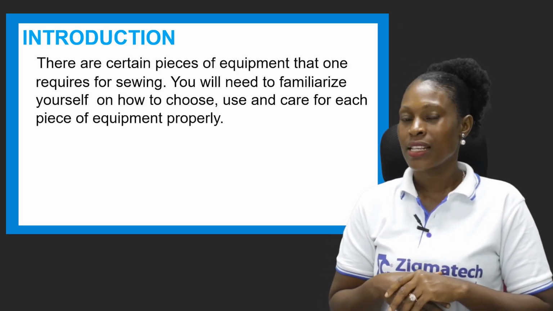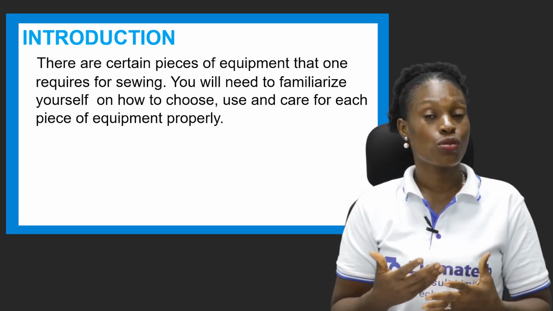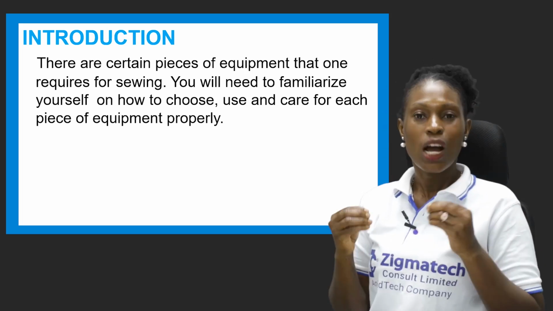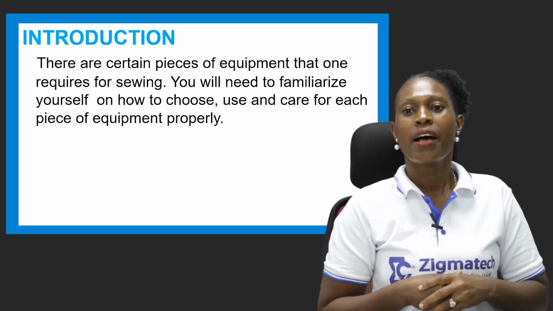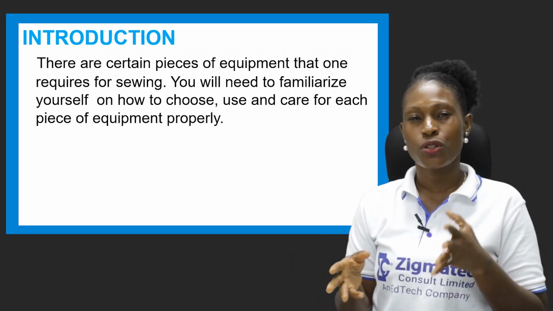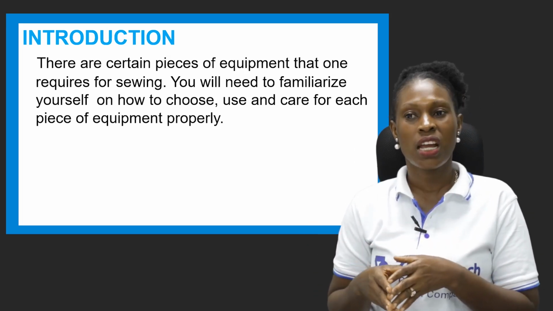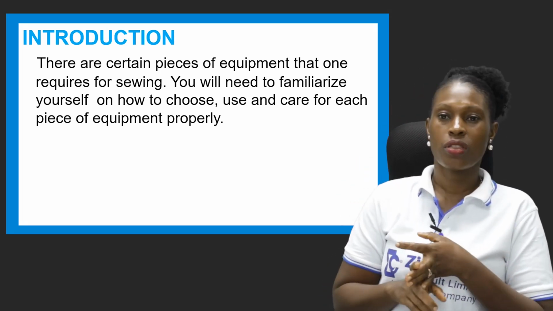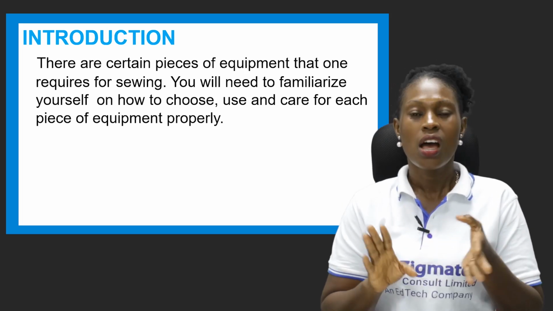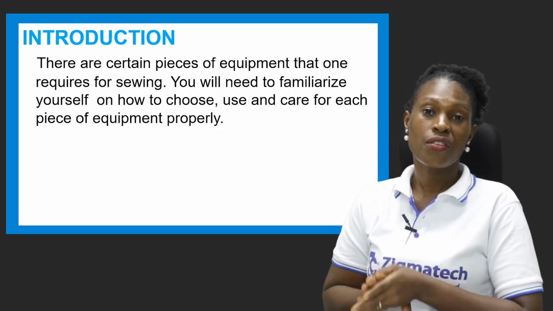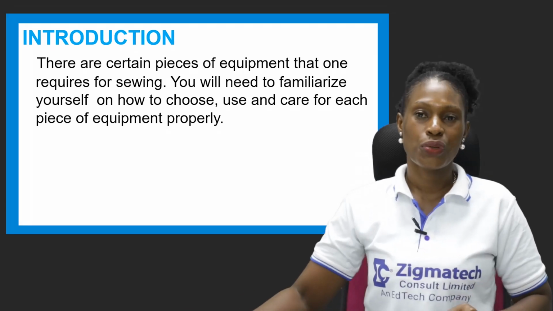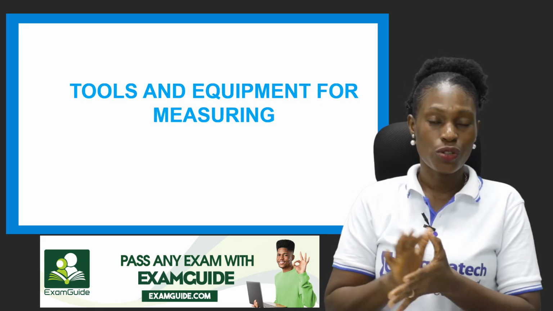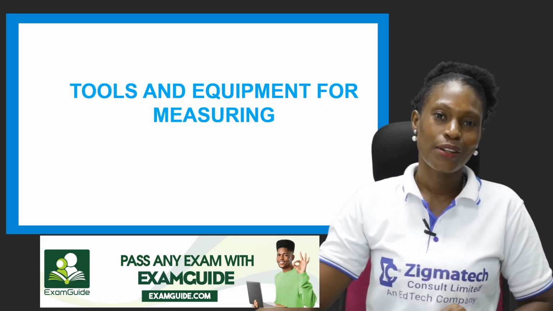Now there are some materials, some equipment and tools that you need to have to be able to make the clothing that you want. You need to familiarize yourself with them. You need to know them, so you'll be able to call them by their names, and you need to know how to choose them, use them and care for them, for each and every piece of this equipment and these tools. They're very, very important in the sewing process. And now let's look at some of these tools and equipment for measuring. Tools and equipment for measuring.